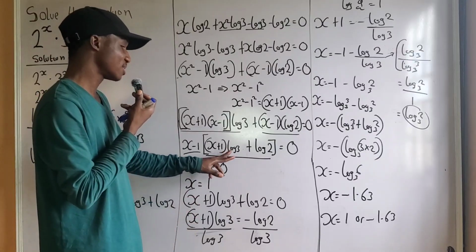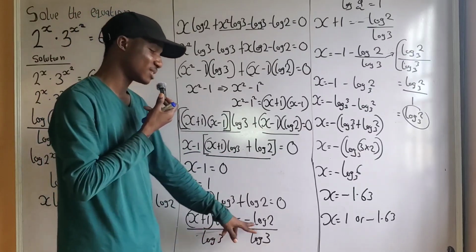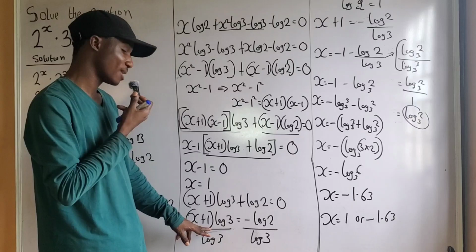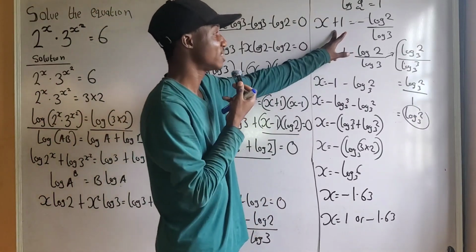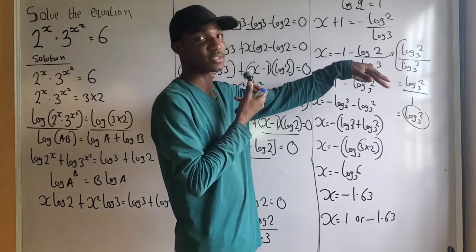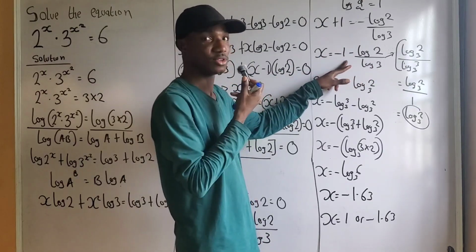Then take this log 2 to the other side. I have negative log 2. Divide both sides by log 3. I have this. So I move this plus 1 to the right hand side, and I have negative 1. Do you get it?